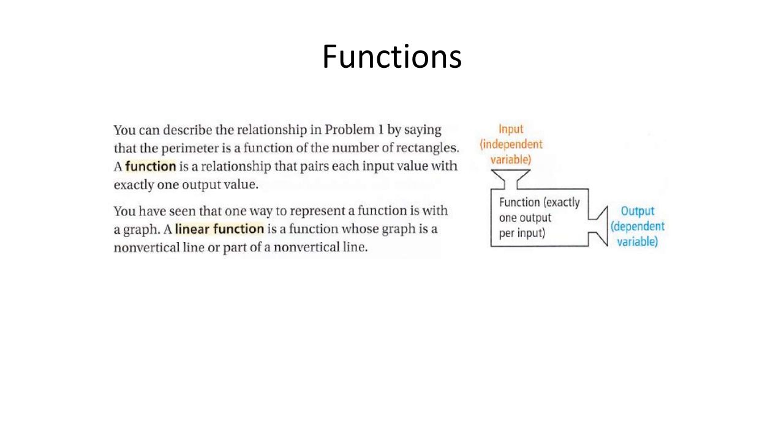Functions. You can describe the relationship in problem 1 by saying the perimeter is a function of the number of rectangles. A function is a relationship that pairs each input value with exactly one output value. You have seen that one way to represent a function is with a graph. A linear function is a function whose graph is a non-vertical line or part of a non-vertical line.